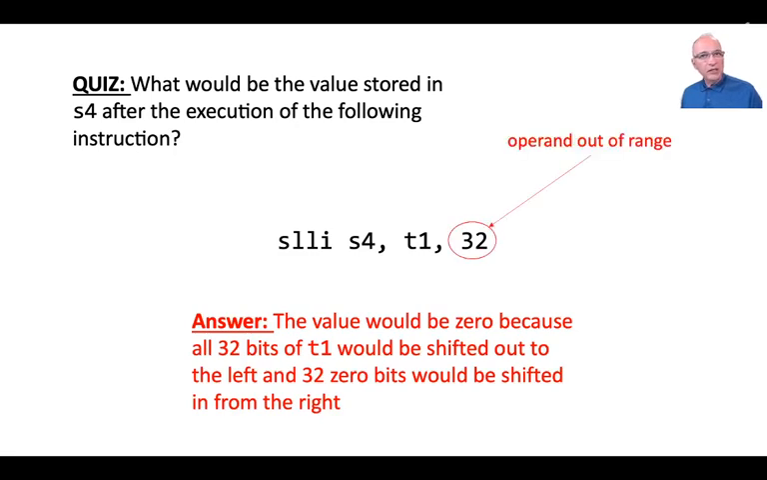However, in the RARS simulator that we are using in the lab, the number 32 in a shift left logical operation will give you an error, saying that the operand is out of range.